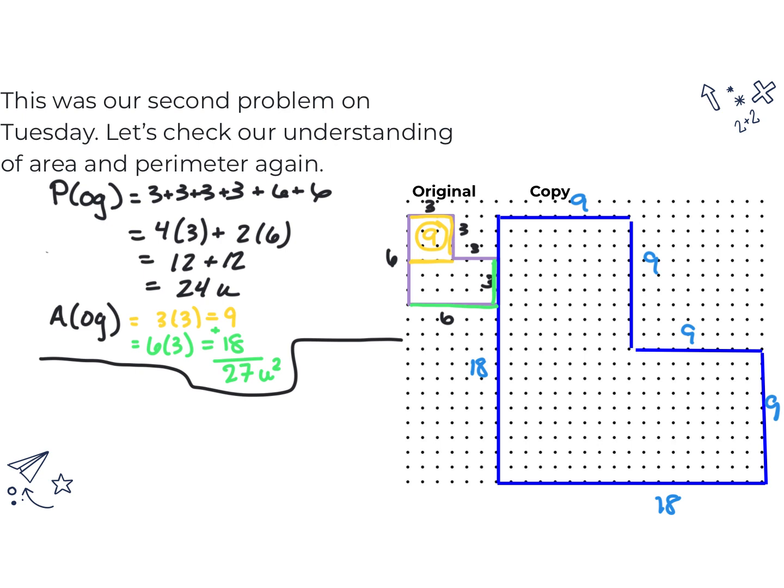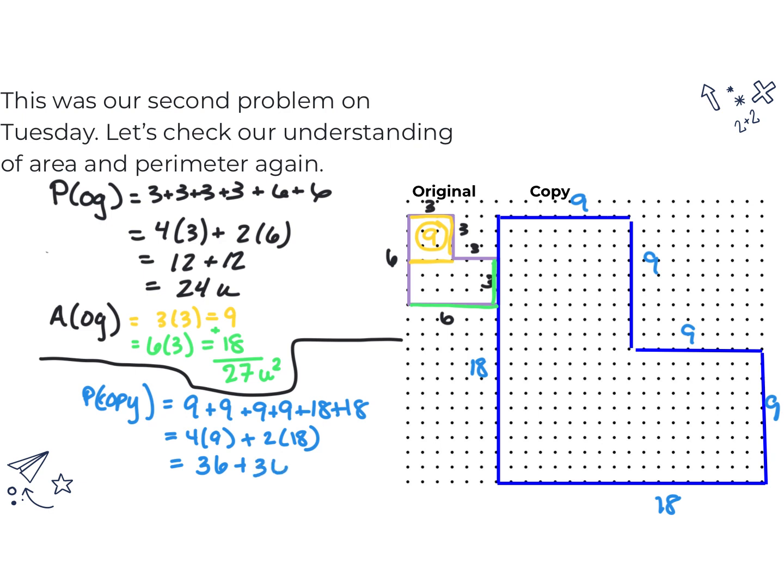So what we're going to do to find the perimeter of our copy, I'm just going to do it the extended way, and then I'll do it the simplified way. So we have 9 plus 9 plus 9 plus 9 plus 18 plus 18. Oh, I'm exhausted just writing it. We have 4 groups of 9 plus 2 groups of 18. 4 groups of 9 is 36, and 2 groups of 18 is also 36. We have 36 plus 36. We have 72 units for the perimeter of our copy.